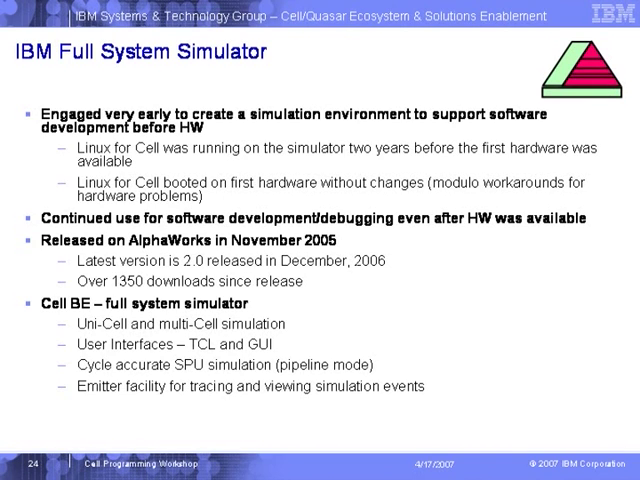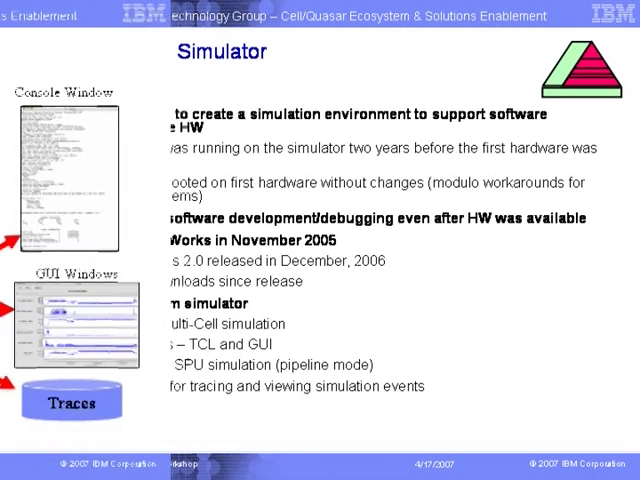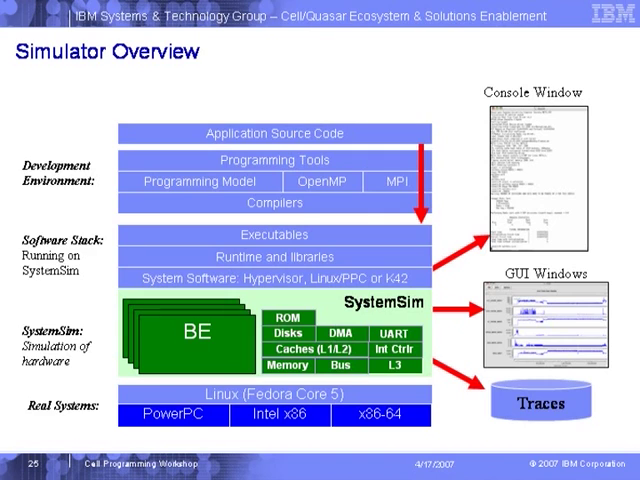Okay, the system simulator. This is the simulator we talked about in the past couple of slides. This is an overview of the simulator. Here, we have two user interfaces for the simulator: a command line interface and a GUI interface. As a programmer, when you bring up the simulator, this simulator will boot a Linux version, 2.6.18. That Linux version represents the fully implemented Linux version on the Cell.